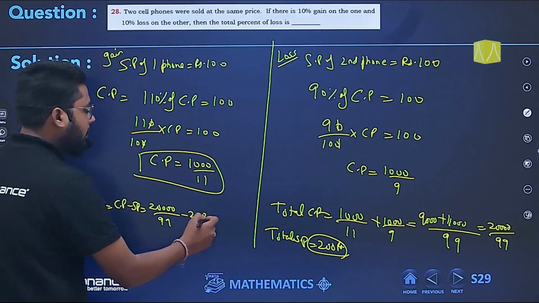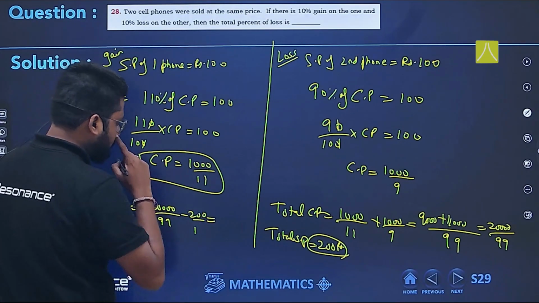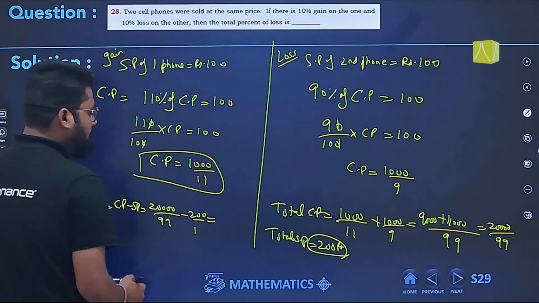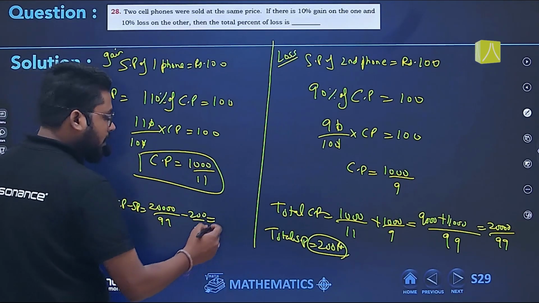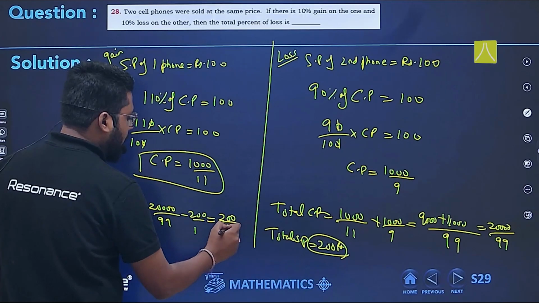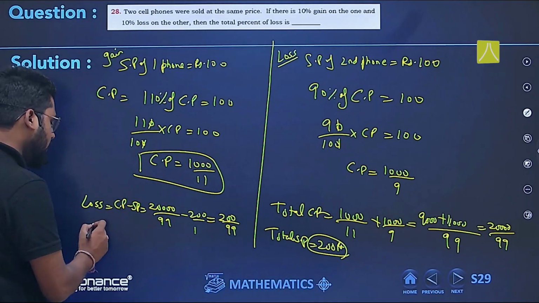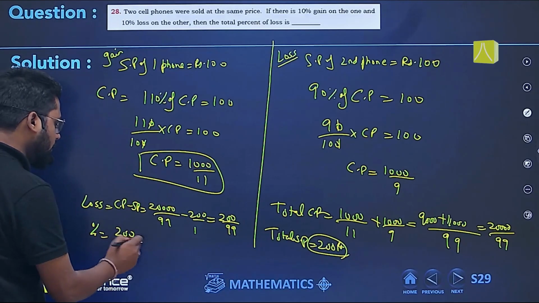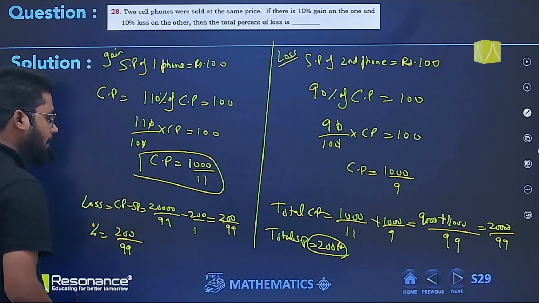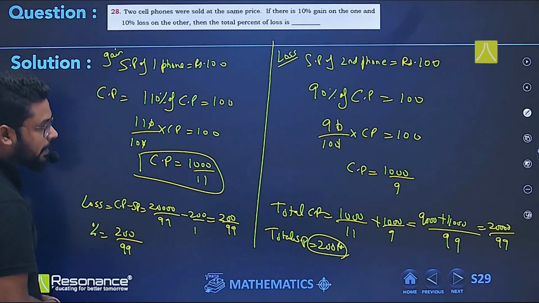So after taking LCM, you will get 20,000 minus 19800, that is 200 by 99, that is loss. So loss percentage, what is the loss divided by cost price? Cost price is 20,000 by 99.